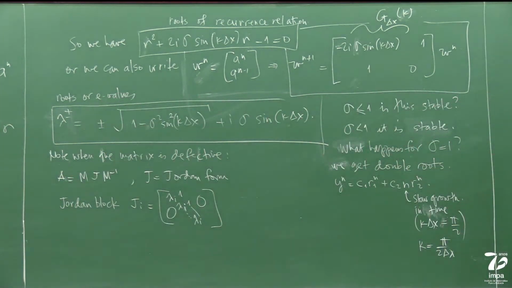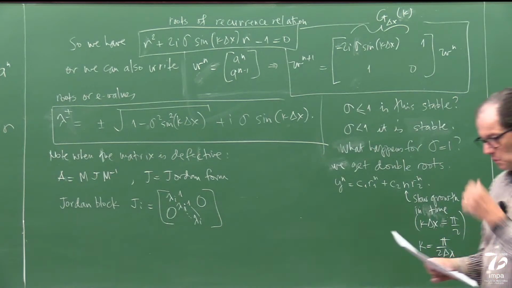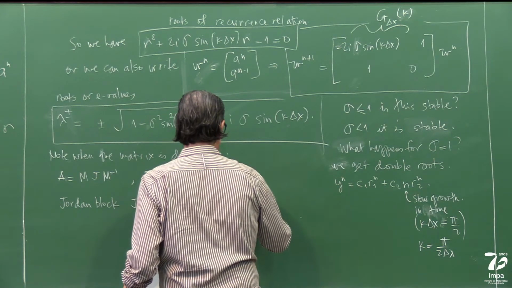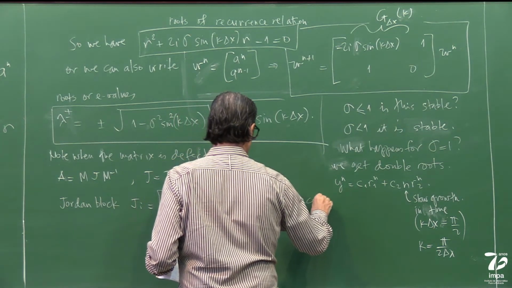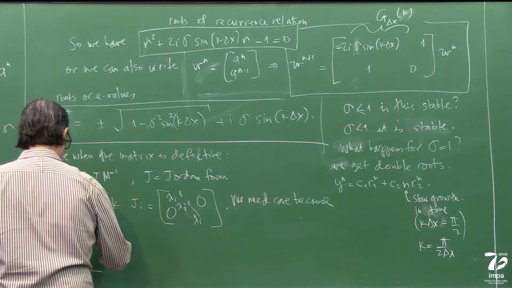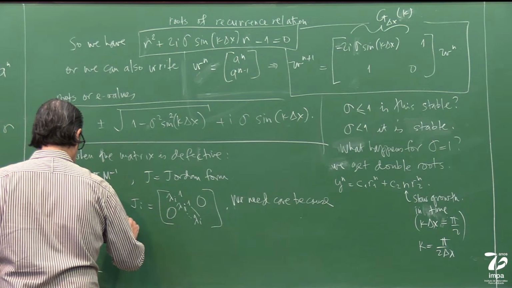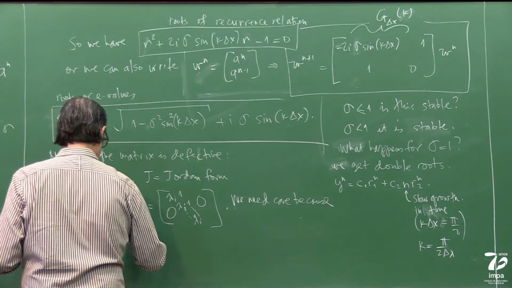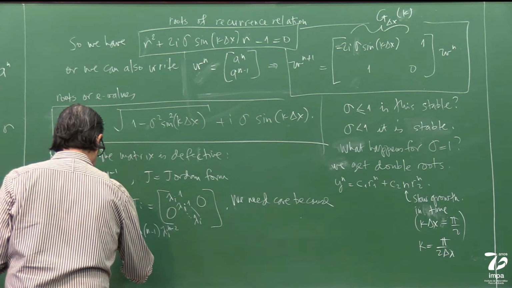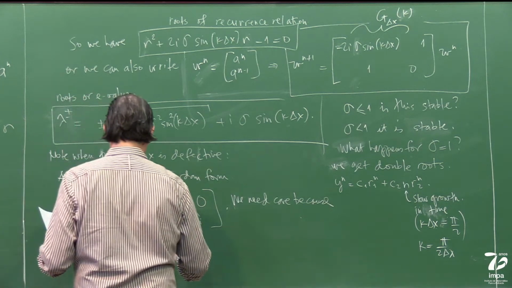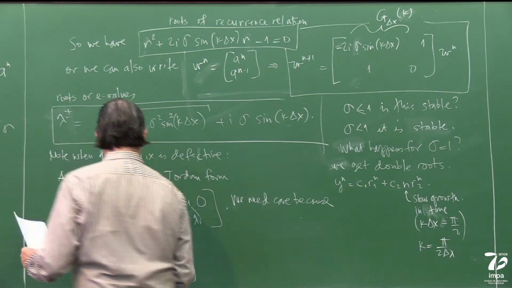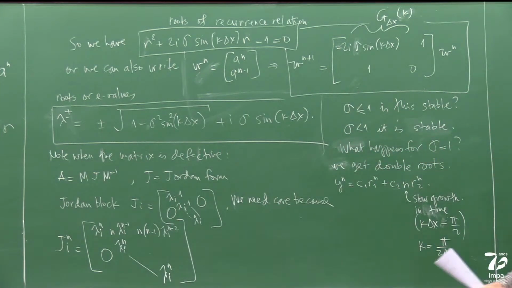Okay, if I have a Jordan block like this, we need care, because if a Jordan block appears in our analysis, J to the n is going to have this structure. So we have to be careful.